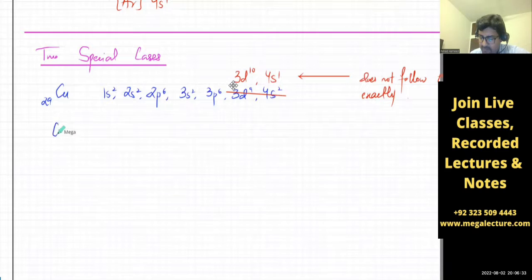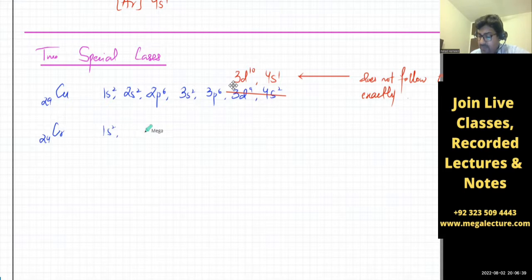And then you've got chromium as well. That's also important. Chromium has 24 electrons. So the electronic configuration is going to be 1s2, 2s2, 2p6, and then 3s2 and 3p6. Before 3d, 4s fills. So you'll have 4s2 and then 3d4. After writing the electronic configuration, I'm just going to correct the order: 3d4 has to be on this side, and you get 4s2.